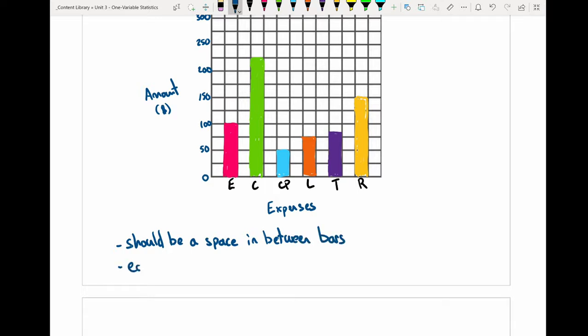And each column should be the same width. So they're all one bar wide, and so all of them should be the same. If you decide to make them two, they all need to be two, or so on.